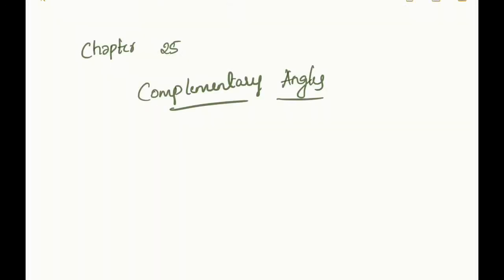Hi students, today we will be starting with chapter 25, complementary angles. So what is complementary angles? You have learned it in your smaller class, the word complementary. Two acute angles are said to be complementary if their sum is 90 degrees. For example, I can tell that 30 and 60 are complementary. What's the reason? 30 plus 60 is equal to 90.